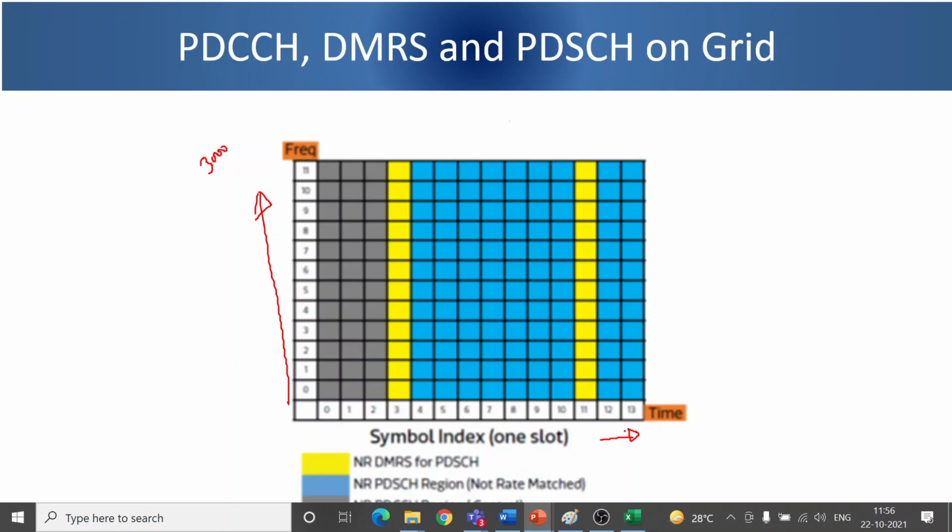If you look at this diagram, the first three symbols, 0, 1 and 2, are normally the control channel. Then you have the demodulation reference signal, which is used to demodulate the traffic channel correctly. The blue ones are used for actual traffic, and again DMRS. I talked about these, so I thought it would be a good idea to show you where those control channels, DMRS signals and shared channels are located on the grid, just for your reference.